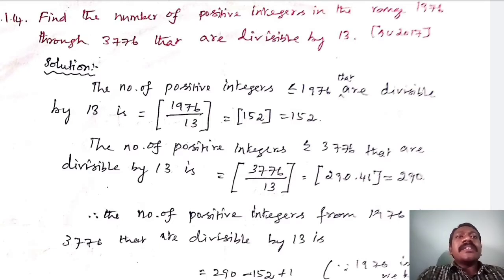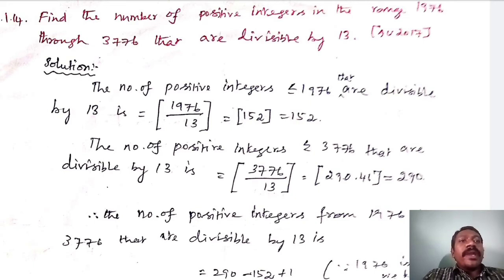So it is given as a range. We have to find first the number of positive integers less than or equal to 1976 which are divisible by 13. So we can get the divisible numbers from 1 to 1976. If you divide, you will get 152. It is divisible. We have to note that point.